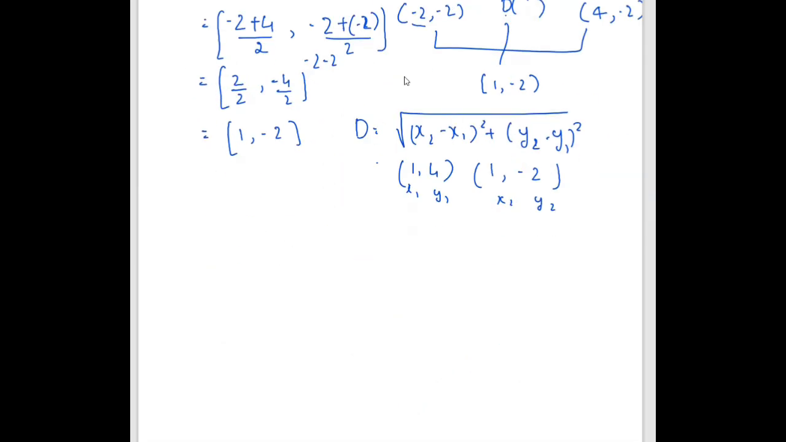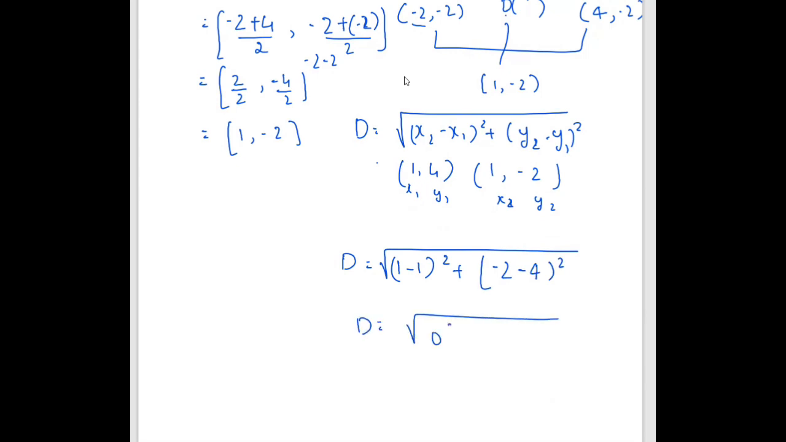Therefore D is equal to square root of (x2 is 1 minus 1) whole square plus (y2 is minus 2 minus y1, which is 4) whole square. So D is equal to 1 minus 1 is 0 square, plus minus 2 minus 4. How much is it? Minus 6 whole square.